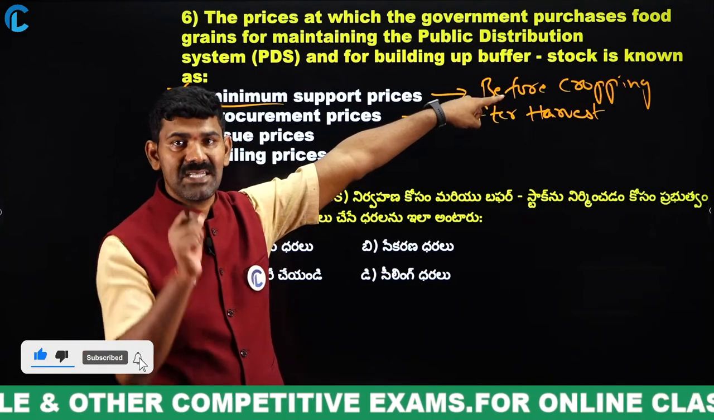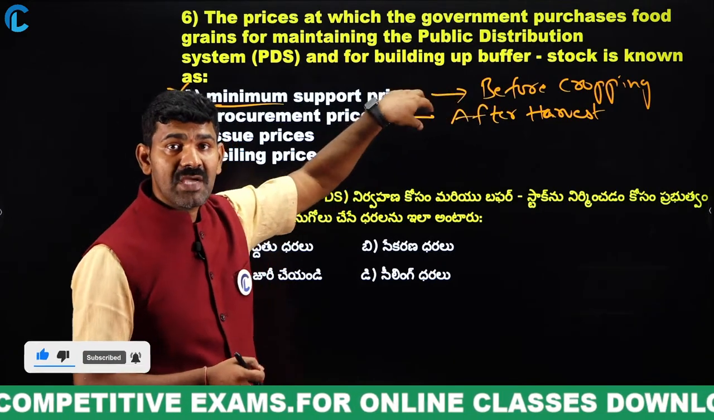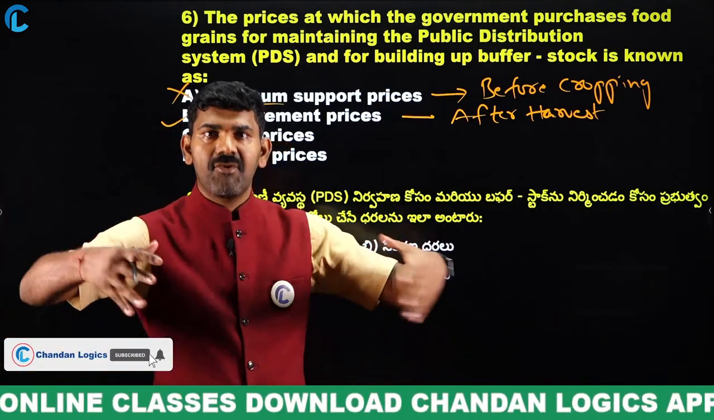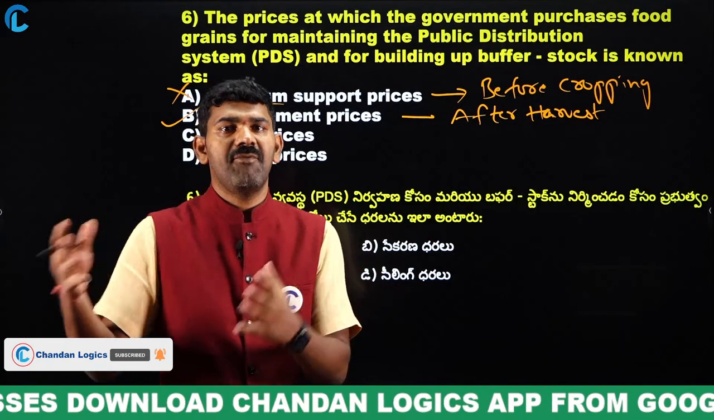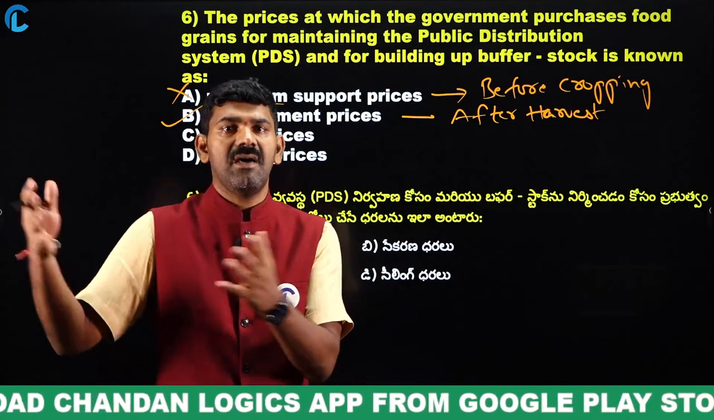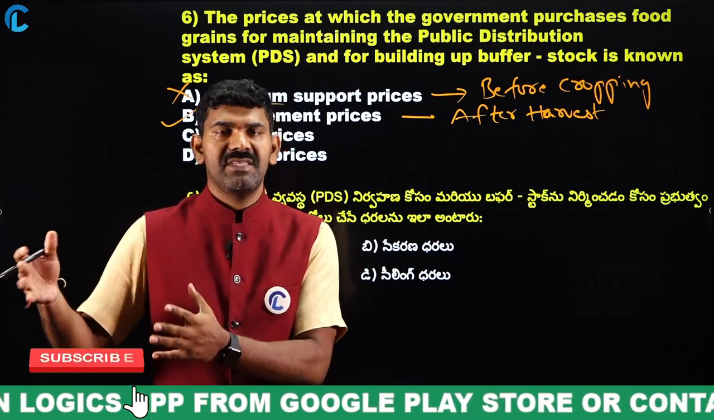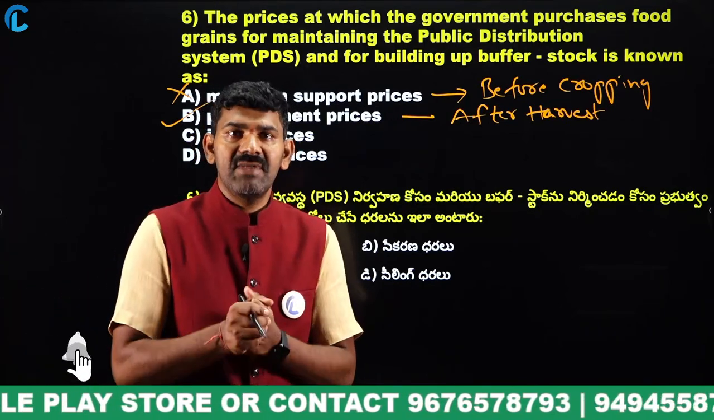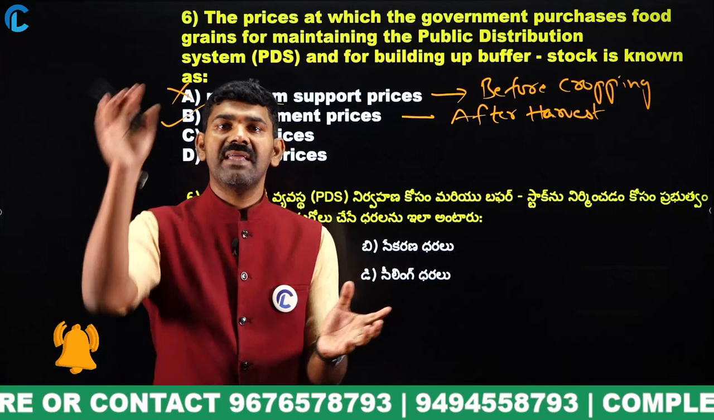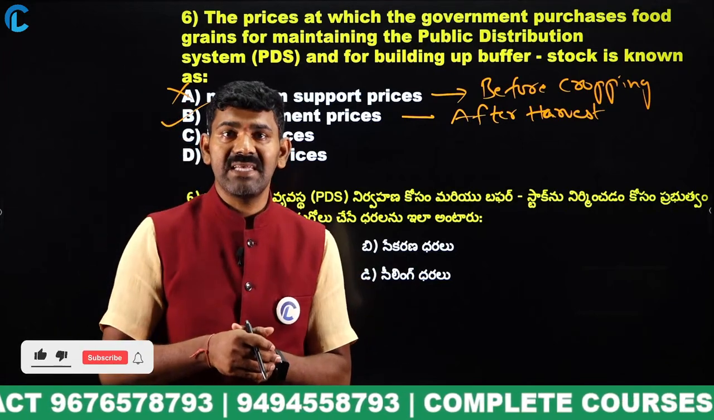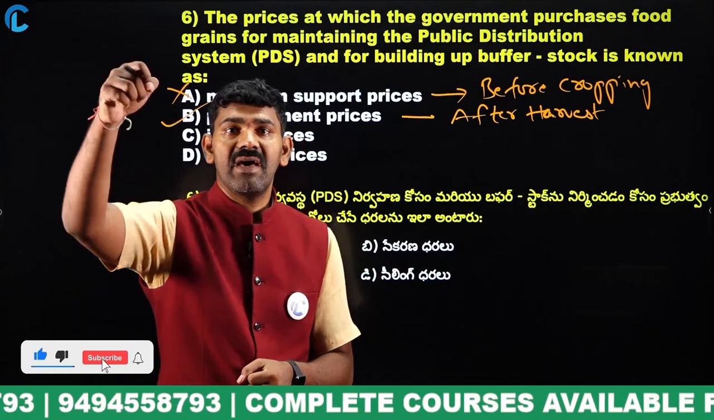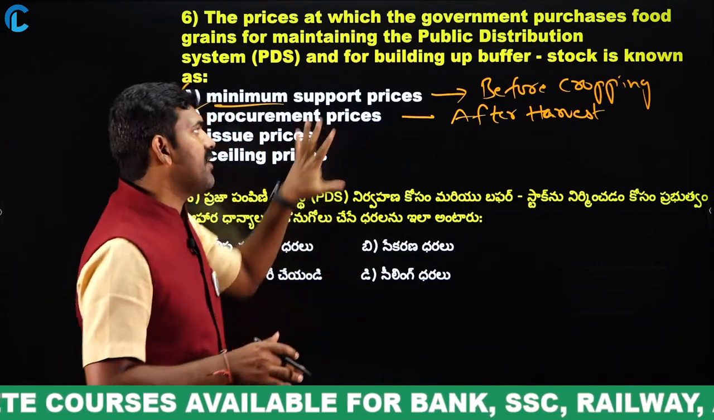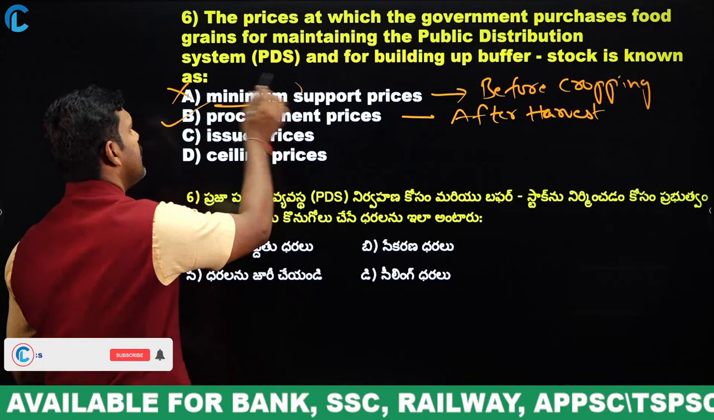Very, very important. This also can be a question. When you come to the procurement price, after the crop is produced, if the government thinks that they need to maintain a buffer stock, which means extra stock to be maintained in the FCI godowns, then the government will see how much produce is available in the market and announce a procurement price, saying that at this price we are willing to procure your food grains.